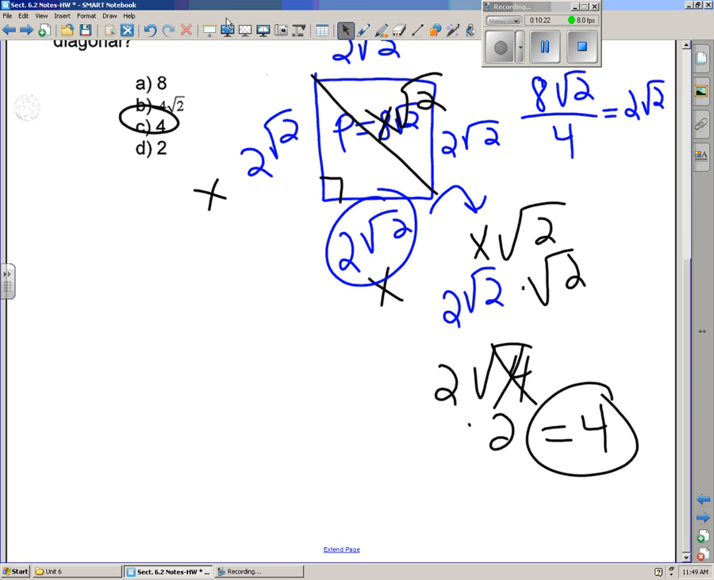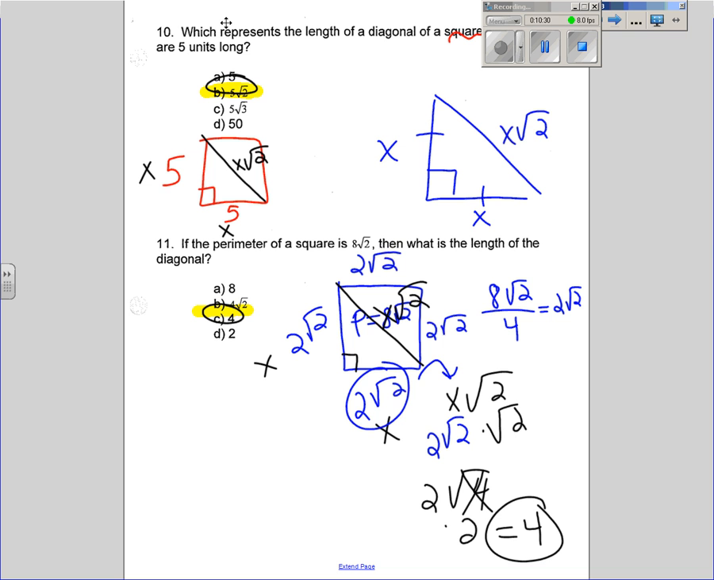Okay, so again, the most important thing to remember, let me try to get this full page. The most important thing to remember is knowing this right here, that in an isosceles right triangle, the legs take length of x, and the hypotenuse is x rad 2.